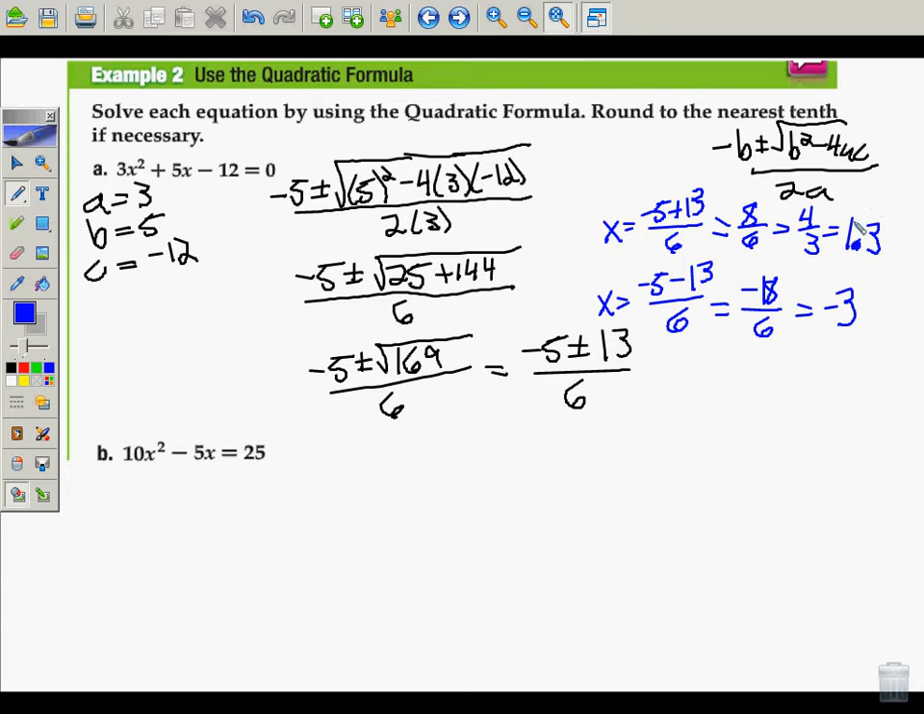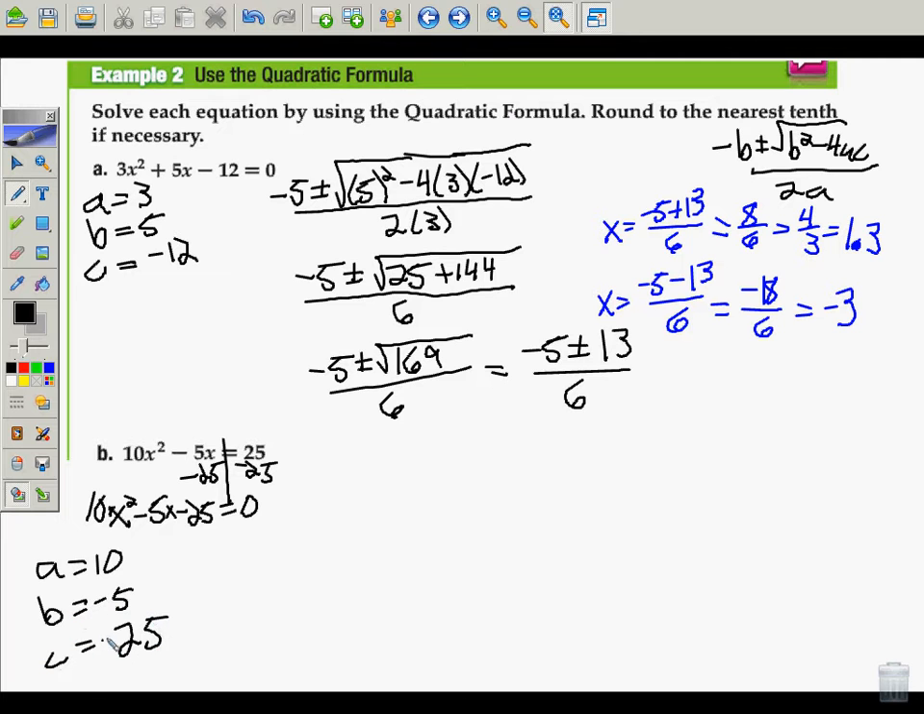Again, just using the formula. Looking at the second one, it's not already in standard form, so I have to subtract 25 from each side. So I get 10x squared minus 5x minus 25 equals 0. And I've got my a is 10, b is negative 5, c is negative 25. And I can just plug them right into my formula.